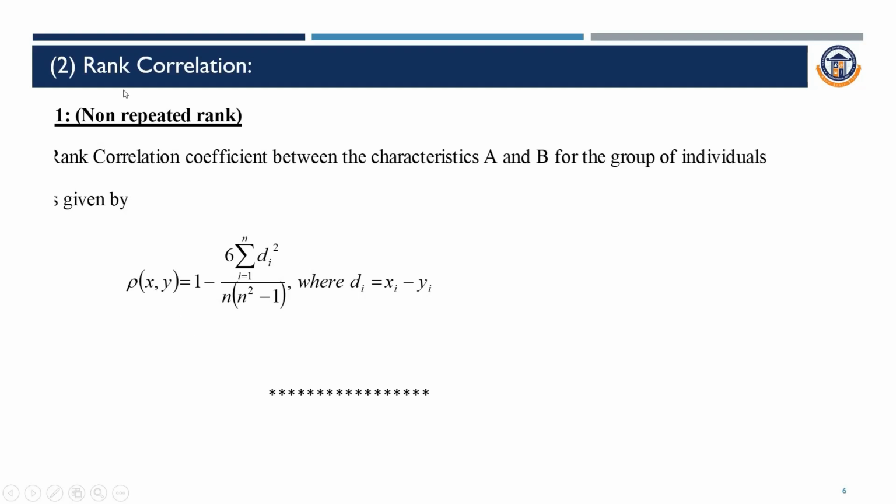The next topic is rank correlation. Here there are two types. One is non-repeated, another one is repeated. The rank correlation notation is rho of x comma y. The rank correlation coefficient for non-repeated rank is 1 minus 6 times summation di square by n into n square minus 1. Here n is the number of data. Di means the difference between rank of x and rank of y.